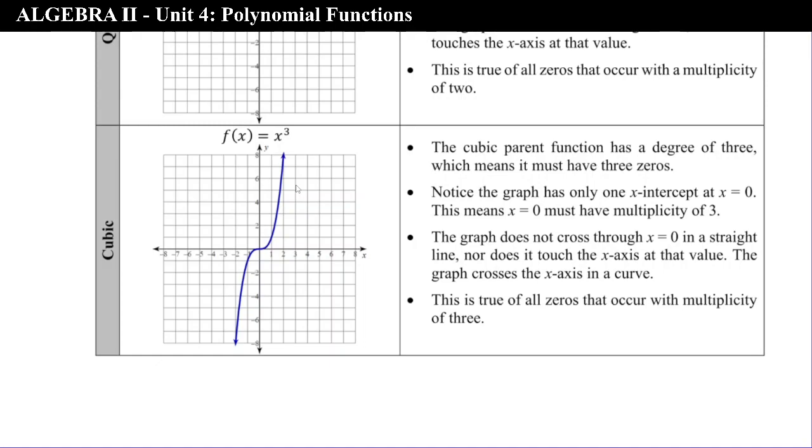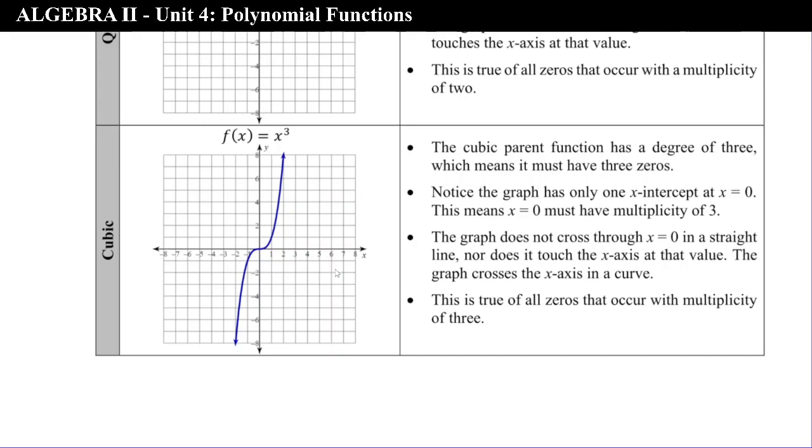Notice that this graph has only one x-intercept, and that's at x equals 0. This means that we must have a multiplicity of 3 at x equals 0. And the reason we have that is because, think about the equation. x to the third equals 0 is the same as x times x times x equals 0. Well, each one of those x's has to be 0 for the thing to be 0. So we have x equals 0 as our solution, but it actually occurs 3 times.